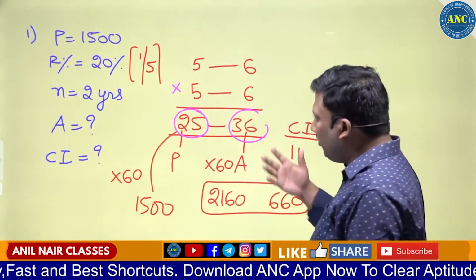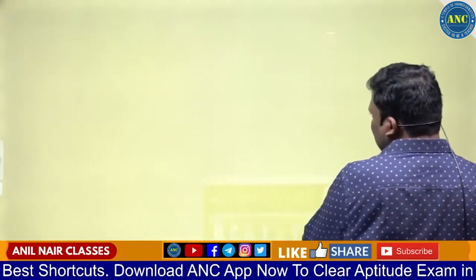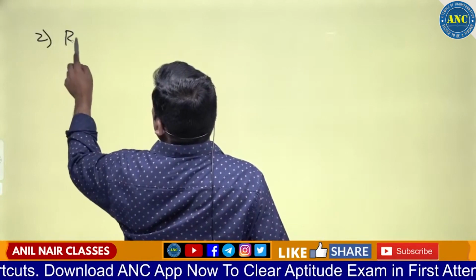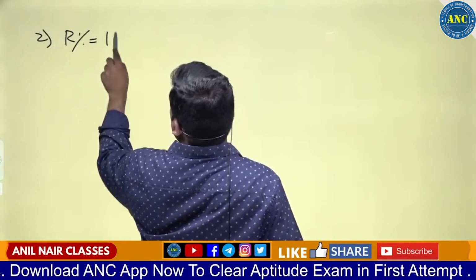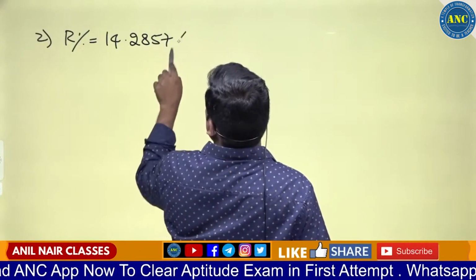Idea clear? We will do more and more examples, then you will understand it better. Second one, R percentage equals 14.2857%.